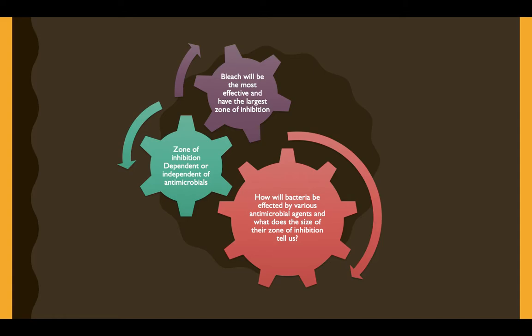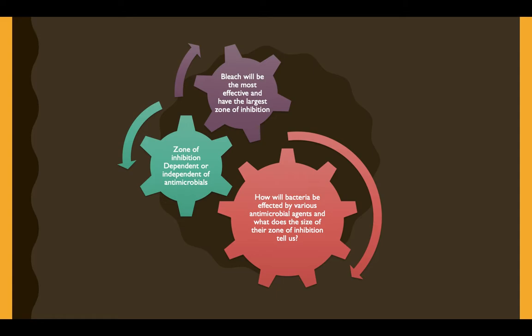Another hypothesis posed in this experiment was whether or not the bacteria would be resistant, and therefore if the zone of inhibition was independent or dependent on antibiotics. And with that, if bacteria were able to grow within the zone of inhibition, what traits did the bacteria possess? Another thing to consider would be how the bacteria will be affected by various antimicrobial agents, and what the size of their zone of inhibition tells us.